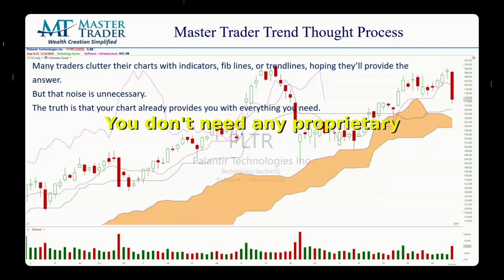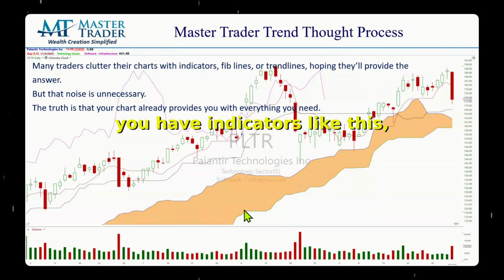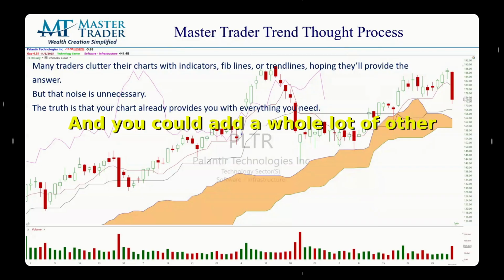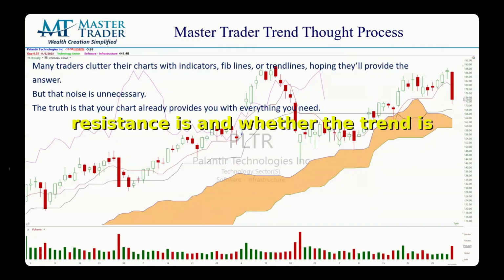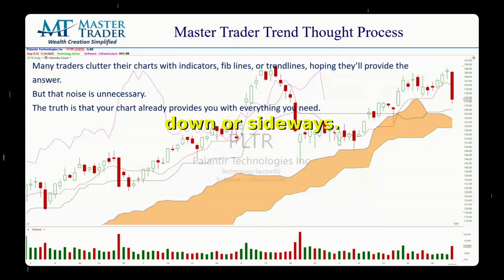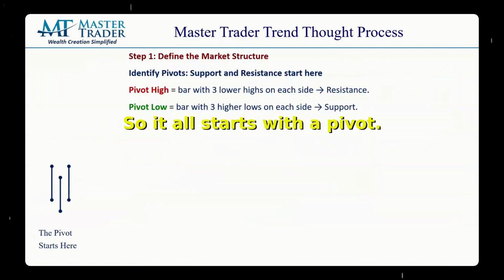You don't need any proprietary indicators, but you have indicators like this, Ichimoku clouds, and you could add a whole lot of other stuff on there. You try and figure out where support and resistance is and whether the trend is up, down, or sideways. It's really a lot simpler than this. Let's take a look. So it all starts with a pivot.